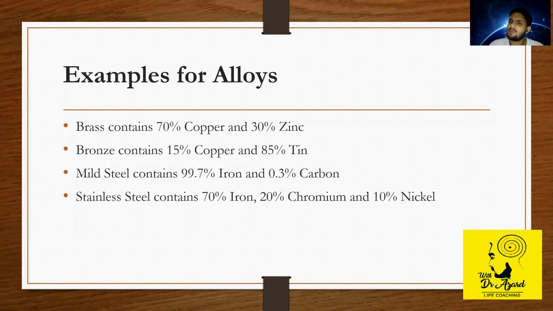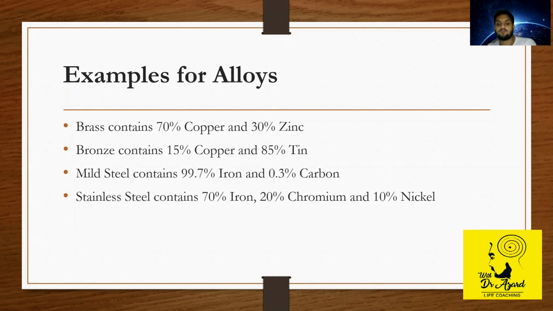So do you need to remember these percentages exactly? No, you don't need to remember exactly. For example, if you see 99.7, if you roughly say 99, you are good to go. But remember what these alloys are made up of. Very, very important. And remember, these are alloys: brass, bronze, mild steel, stainless steel. They are examples of alloys. So if anyone tells you that bronze is a metal, then they are wrong. Bronze is not a metal. Bronze is an alloy. Why? Because it is a combination of copper and tin.